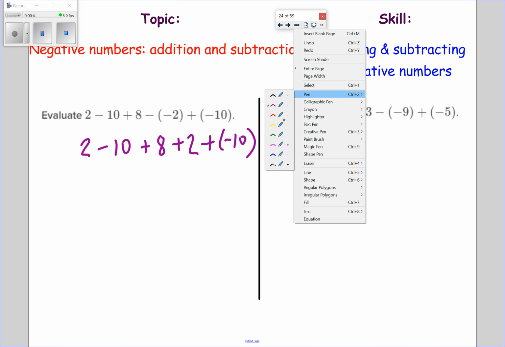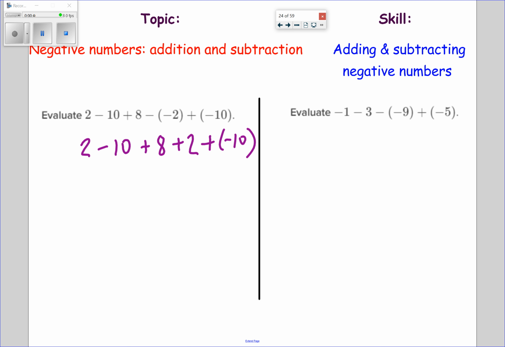So, quick change of color. Using the algebra tiles, this is 2, and negative 10, and positive 8, and positive 2, and negative 10. This particular problem I'll use the tiles for, but for the next one I won't.